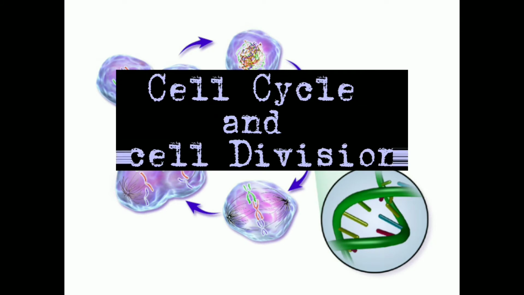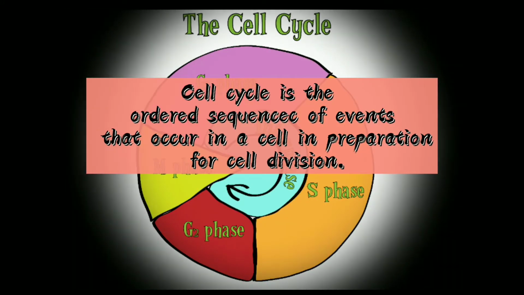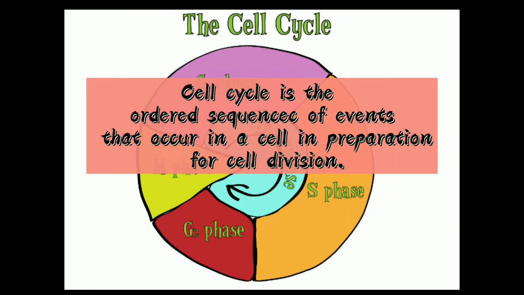Cell cycle and cell division. Cell cycle is the ordered sequence of events that occur in a cell in preparation for cell division. This process takes place in a cell as it grows and divides. The cell cycle is referred to as the life of a cell.